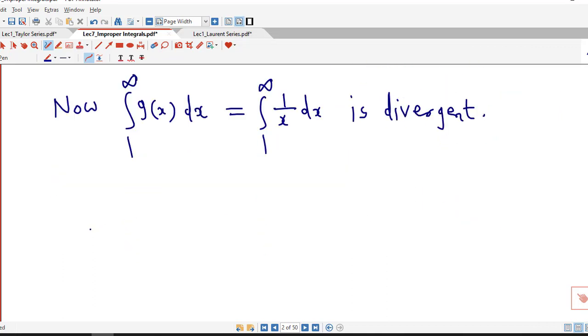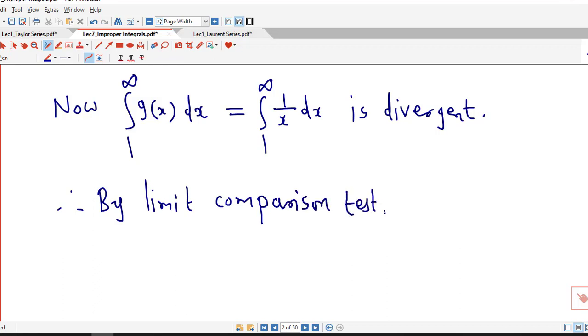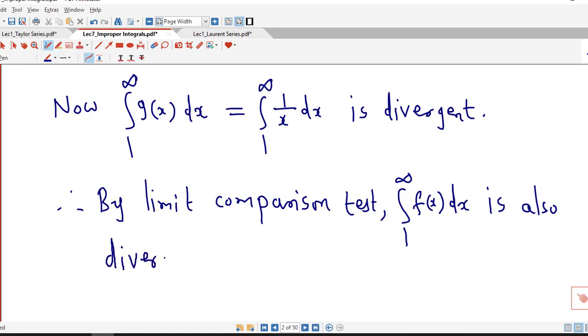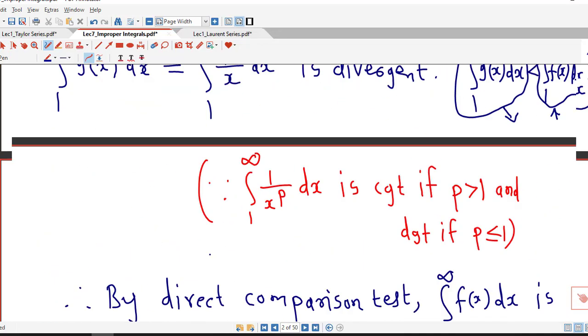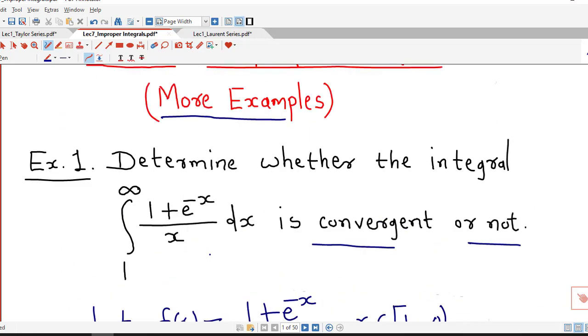So therefore, by the limit comparison test, the integral of f(x) from 1 to infinity is also divergent. So it is your choice, either you can apply limit comparison or direct comparison, okay, both are easy in this case.